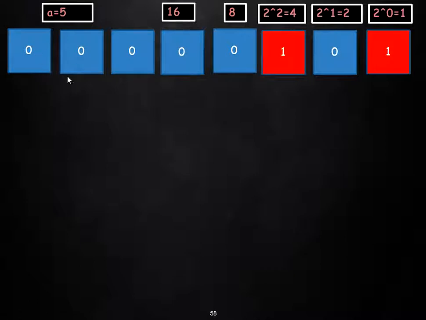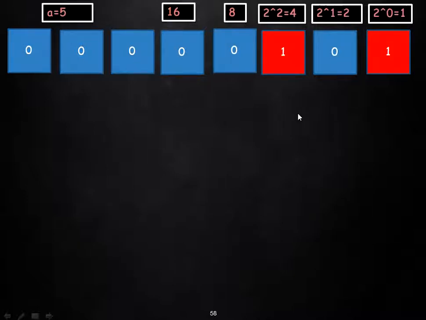Alright, so if you have to represent 5 in binary, this is decimal. If you have to represent 5 in binary, you'll have to make sure you get 5 with the addition of any of these numbers. So 4 and 1 will give you 5, so set 1 and 1 there, remaining all are zeros. So the binary equivalent of 5 is this.